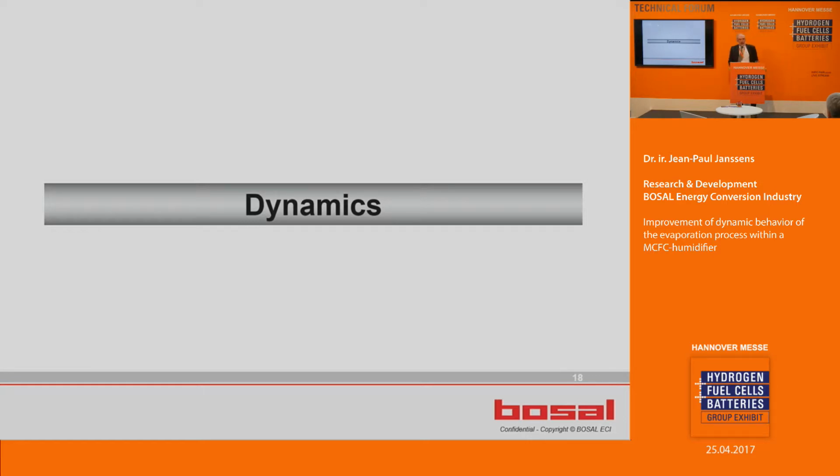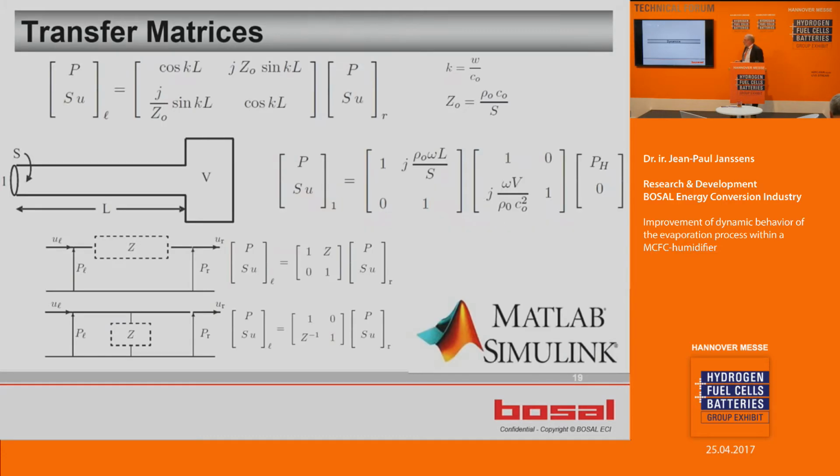Now about dynamics. For this application, the customer had special requirements. His requirement was that the fluctuation of the mixture should be as low as possible, less than 5 degrees within 30 minutes. To do that, we used our knowledge about exhaust systems.